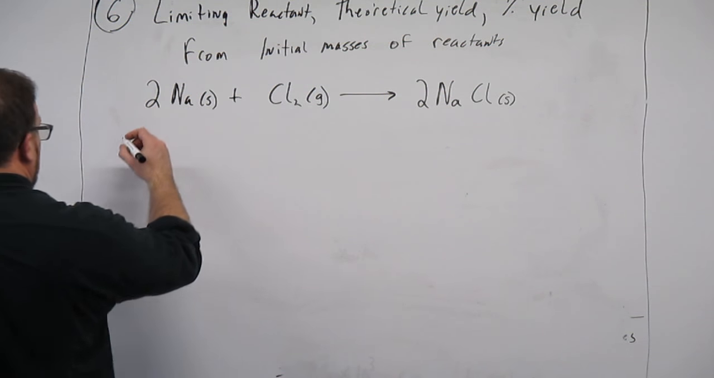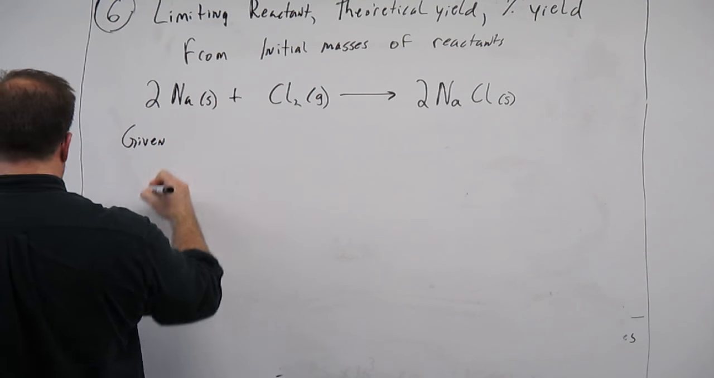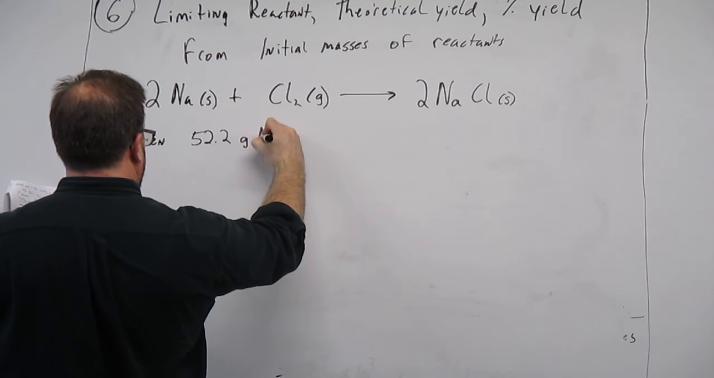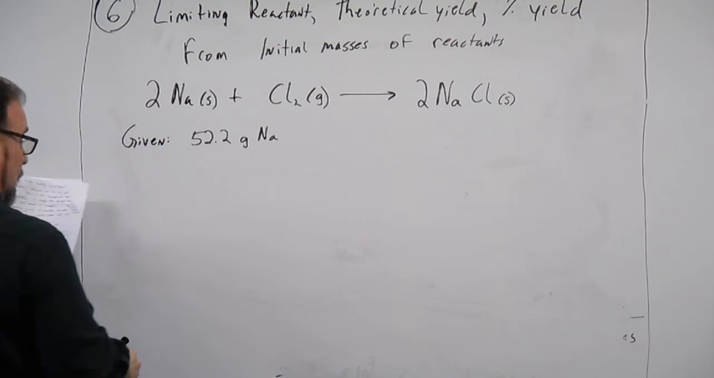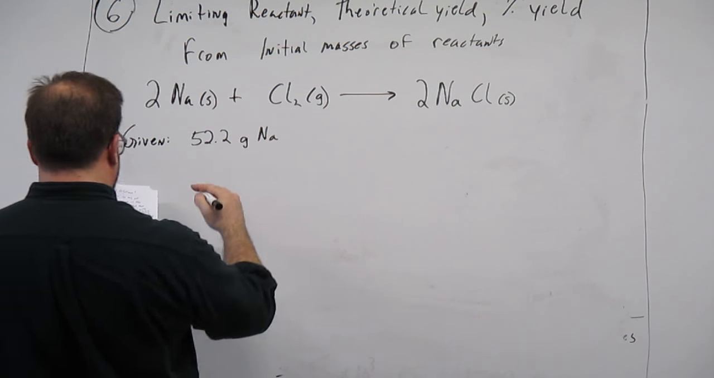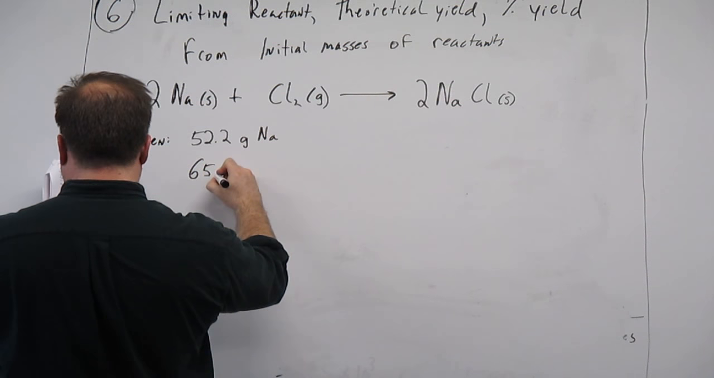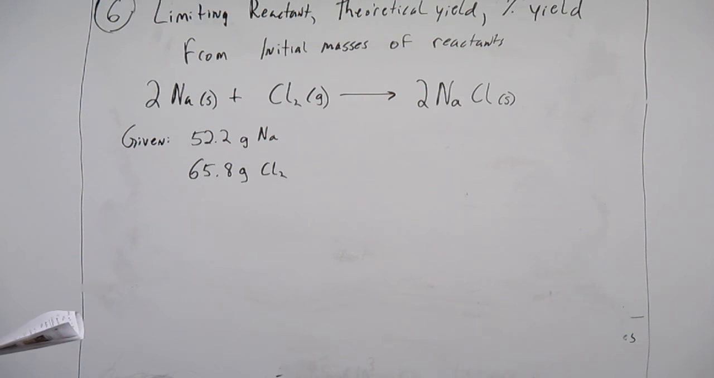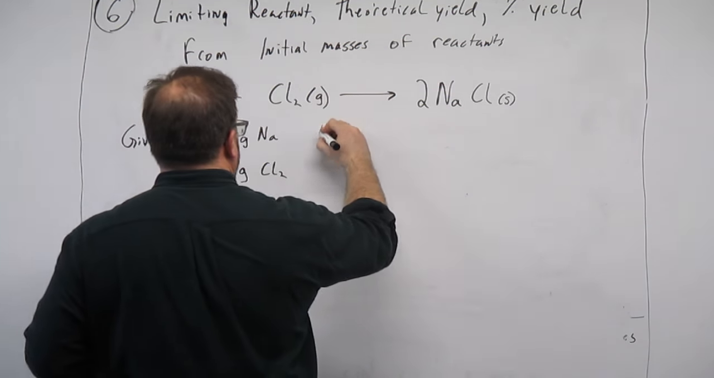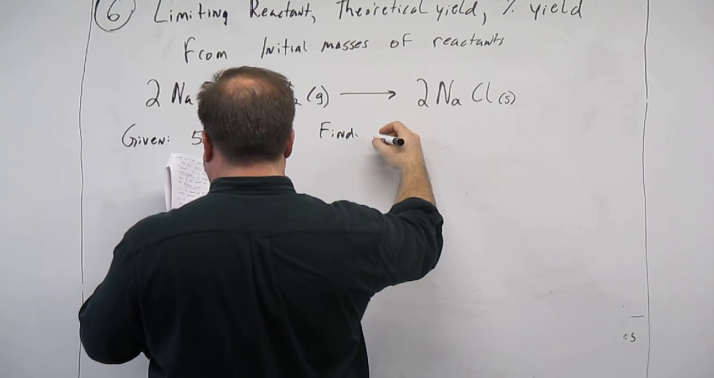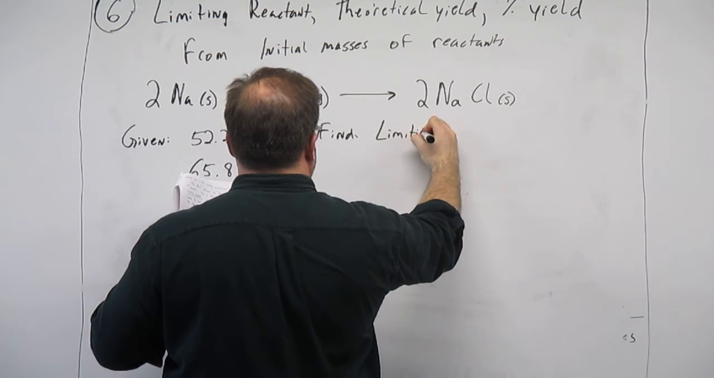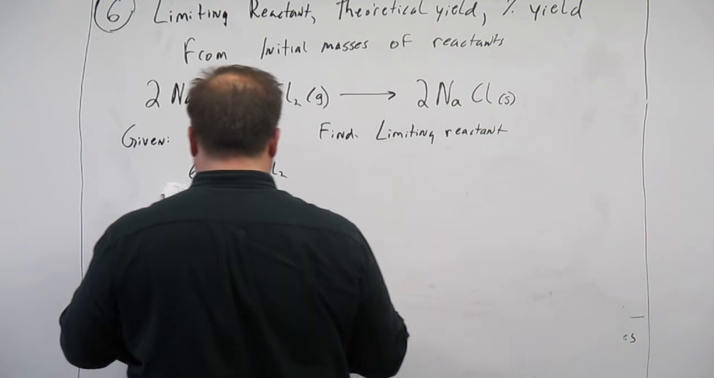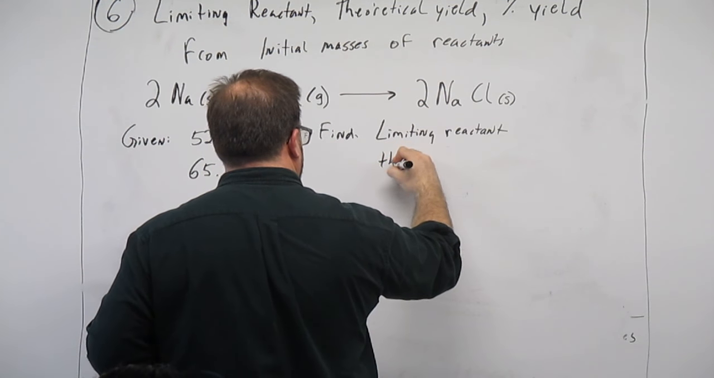So I'm going to use that, and let's say in the laboratory I weigh out 52.2 grams of sodium. All right, that's one given. Now you're going to have another given. This is a problem with multiple givens. Now I'm also going to mess with 65.8 grams of Cl2, chlorine gas. And what we're going to find is the limiting reactant. And we're also going to find something else. We're going to find the theoretical yield.